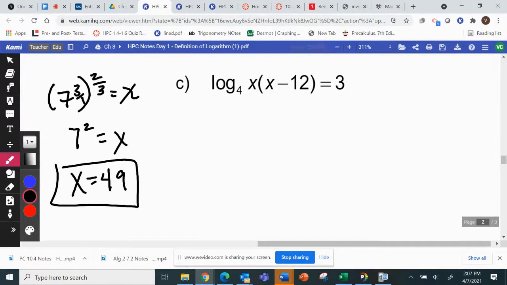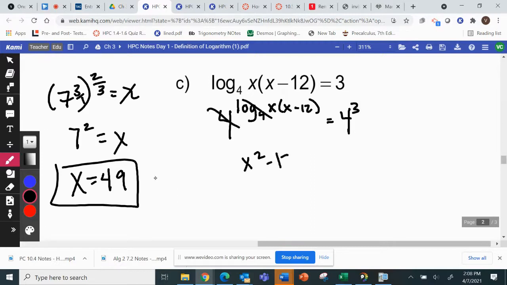Okay, the next one, we need to get x by itself. Get x by itself. Abigail. What should we do to both sides? You remember the fancy word we said together a couple times? Yeah, exponentiate. Good. Okay, I'm going to simplify some stuff. Those cancel out. I get x squared minus 12x equals 64. Did I go too fast? Okay, from here, what should we do?